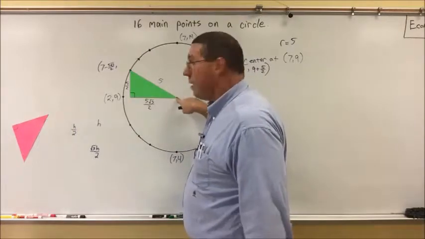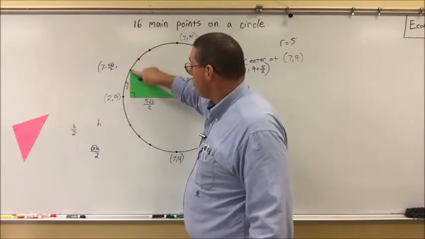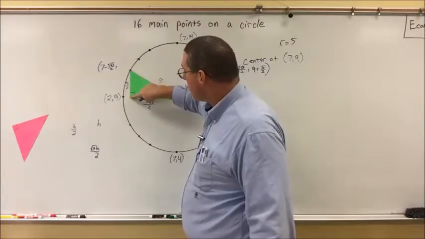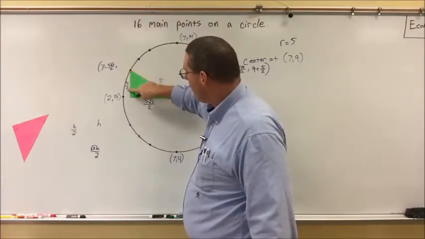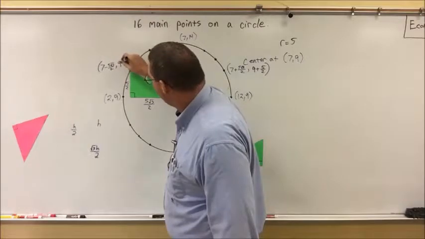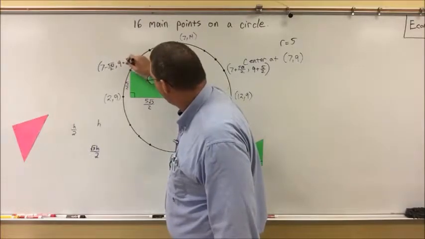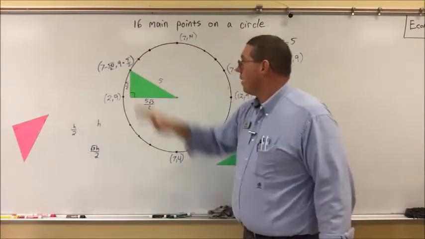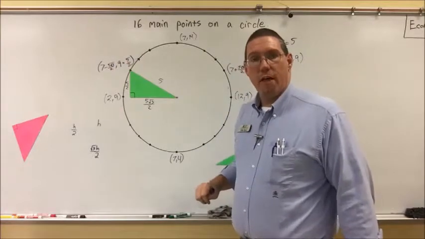The y-coordinate here is 9, and we're going up, so we're adding. And how much are we going to add? Well, the distance from here to here is 5 over 2. So that's going to be 9 plus 5 over 2. And so now we have the coordinates of that point.